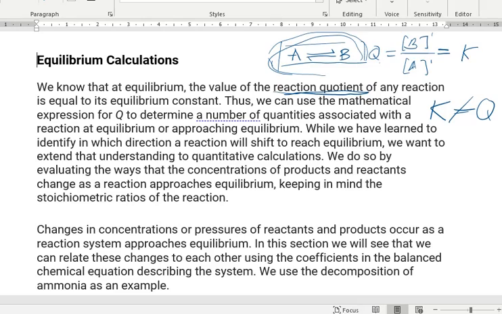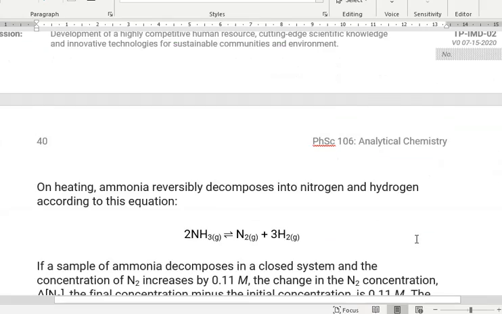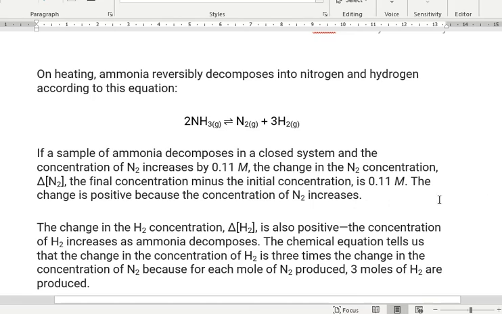Okay? So let's take, for example, this problem. On heating, ammonia reversibly decomposes into nitrogen and hydrogen. So this is the decomposition reaction of ammonia. Okay, so the first step after writing the equation or the chemical reaction is to balance the equation. Don't forget, the first step is to balance the equation.